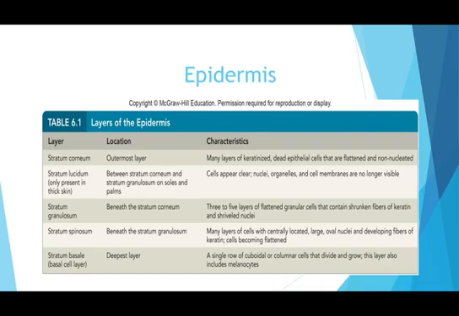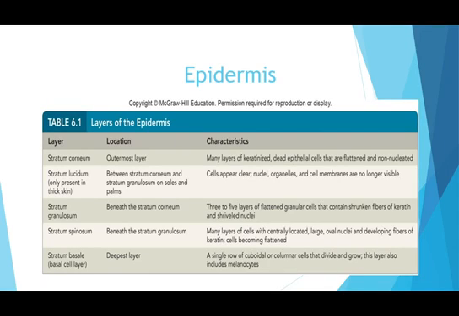The first has basically your dead skin cells, then your clearer skin cells with nuclei and organelles, then 3 to 5 layers of shrunken fibers of keratin or shriveled nuclei, and then many layers of oval nuclei with the cells becoming more flattened, and then the last layer is just a single row of columnar cells that divide and grow. So that's just basically a summary of what's already listed. If you guys want to pause this video or go to our PowerPoints to find out more about the epidermis. So that's the structure of the epidermis.